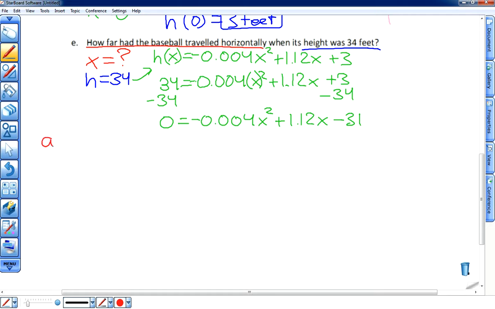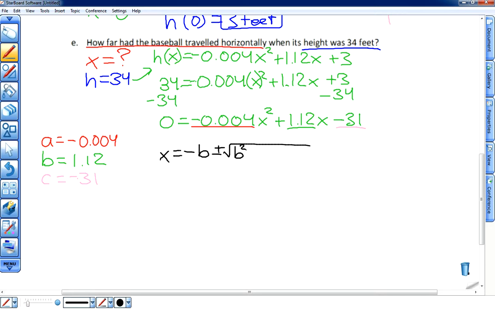Let's identify our value of a. That would be here, the negative 0.004. Let's identify the value of b. That would be this value here, the 1.12. And lastly, the value of c. The value of c is negative 31. Now we know that our quadratic formula says that x is equal to negative b plus and minus the square root of b squared minus 4ac, all over 2 times a.